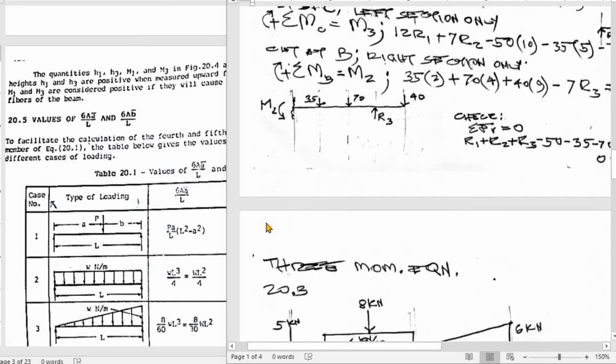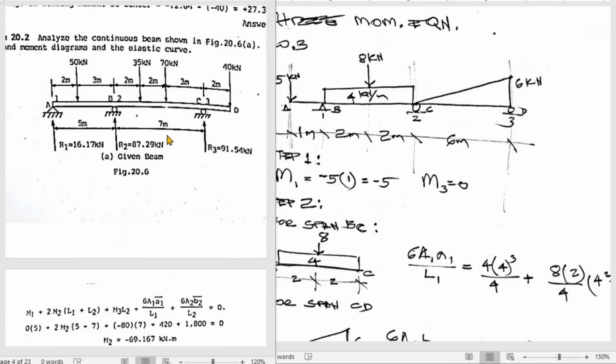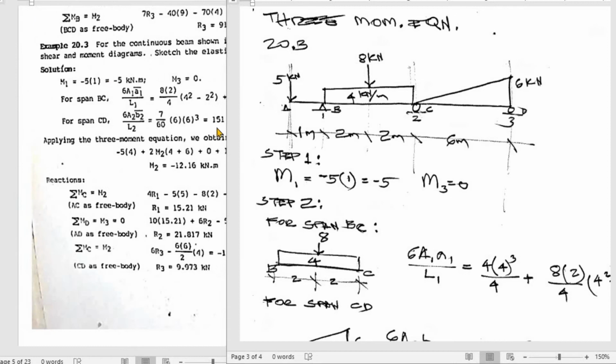Our next problem is 20.3. So, you'll notice na 20.2 tsaka 20.3 parehas lang sila in the sense na si 20.2, yung cantilever niya ay nandito sa right. Si 20.3, yung cantilever niya ay nandito sa left. Okay? So, let's proceed with step 1, which is finding end moments.